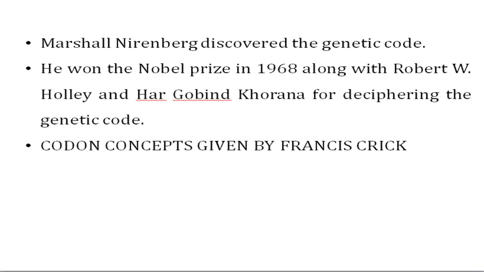Next, who discovered the genetic code? Marshall Nirenberg along with Robert Holley and Har Gobind Khorana were the ones who discovered the genetic code, for which they got a Nobel Prize in the year 1968. Francis Crick was the one who gave the codon concept. I don't know about the correct question because a few are saying Francis Crick is the correct answer, but for me, the correct answer is Marshall Nirenberg, Khorana and Robert Holley.